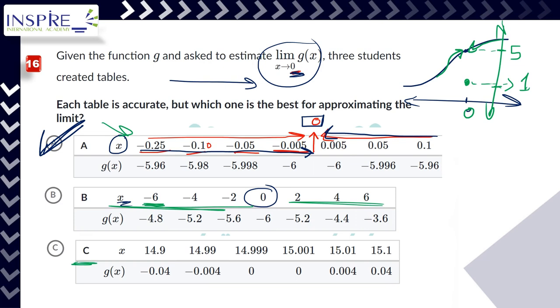Okay, what about the letter C? The table is very far away from number 0. This is 14.9, and at the same time, these are values from only one side. We have only the right side of the number 0, numbers bigger than 0. We don't have numbers smaller than 0. So it doesn't work for us. Okay, let's move to the next one.